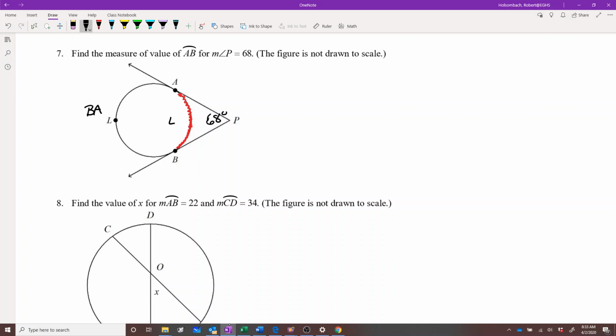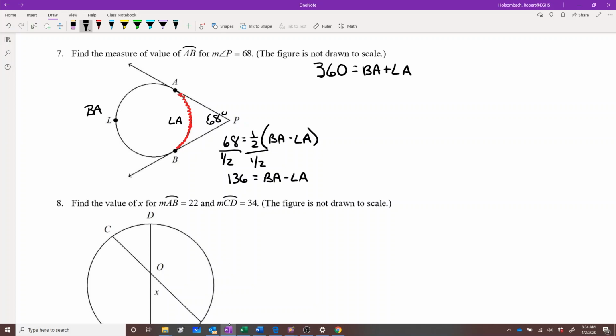The red arcs, the little arc. Since they form a circle, they have to sum 360. So 360 equals big arc plus little arc. The angle formed, 68, is equal to 1/2 of the big arc minus the little arc. Again, if you divide both sides by 1/2, that gives you 136 equals big arc minus little arc.